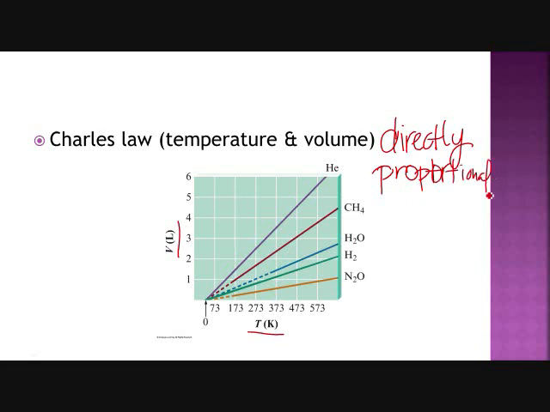A cheat way, if you think about the equation PV equals nRT: if the two variables are on the same side of the equal sign, they are inversely proportional. So pressure and volume are on the same side of the equal sign, so they are inversely proportional. But if they're on opposite sides of the equal sign, like volume and temperature, they are directly proportional. So that's a quick and easy relationship for you to see, because remember, this is for everything. Okay, so that's the end of 2.4. Finally.